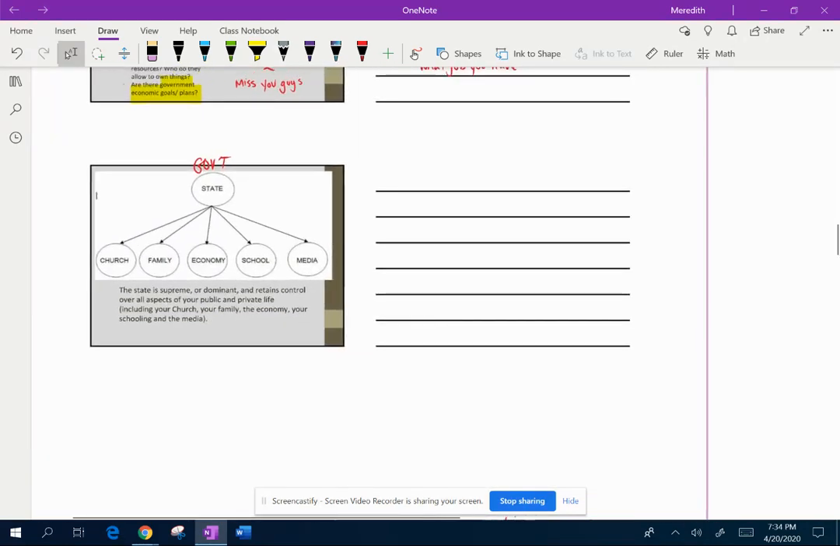When we look here at this particular visual, it's just reminding you that the government is going to be supreme over all. Your church is going to come second. Your family comes second. The economy is going to be dictated by the state. Schools dictated, media, everything is dictated by the government. And they're the ones that are in charge.